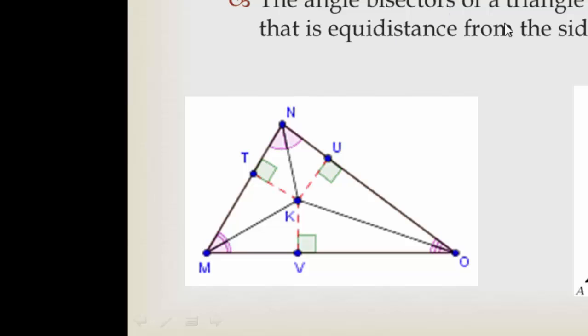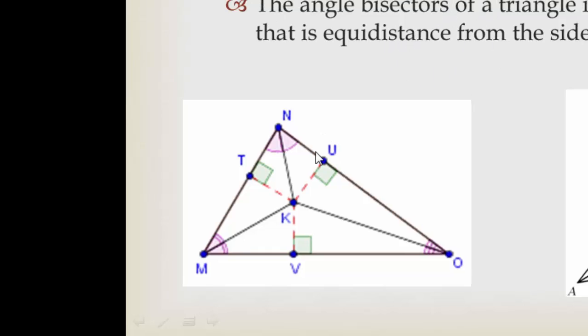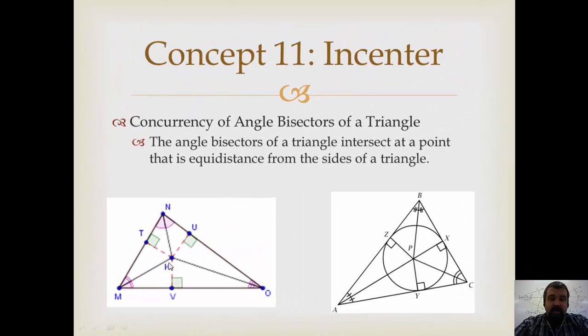And that's all that the concurrency of angle bisectors of a triangle is saying: because of the angle bisector theorem, this point will always be equal distance from the sides. And the really neat thing is that if I draw a circle starting at K with the edge placed on U, it will make an inscribed circle like this here. I actually have an animation again for you to see it, not just one static picture.